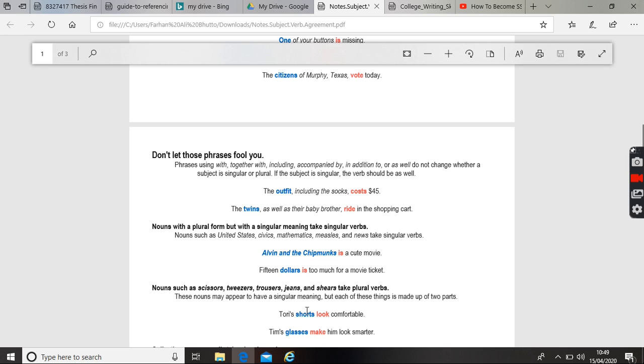Okay, so all these nouns which have two parts, which are a combination of two things, will follow a plural verb. So Tony's shorts look comfortable. Tim's glasses make him look smarter.